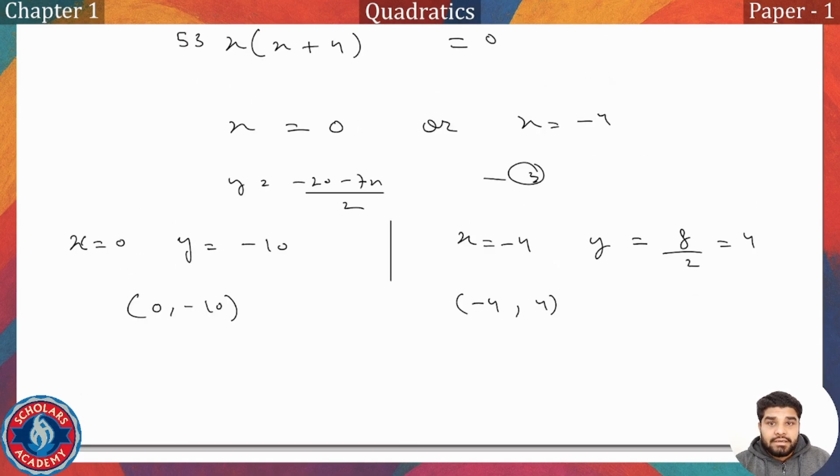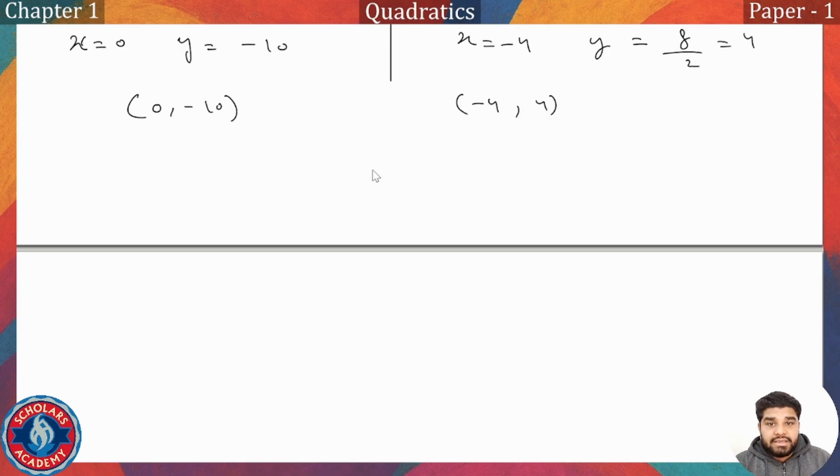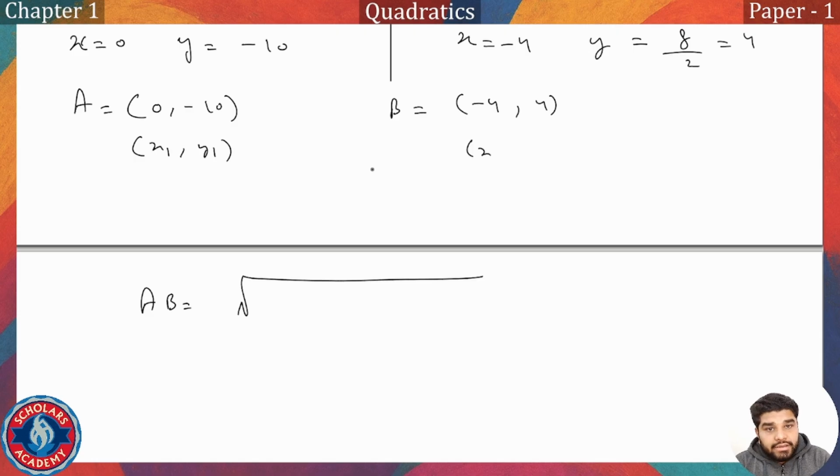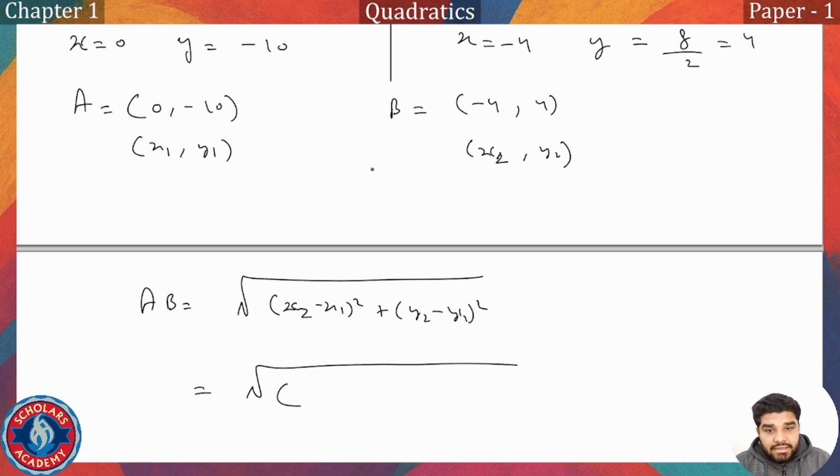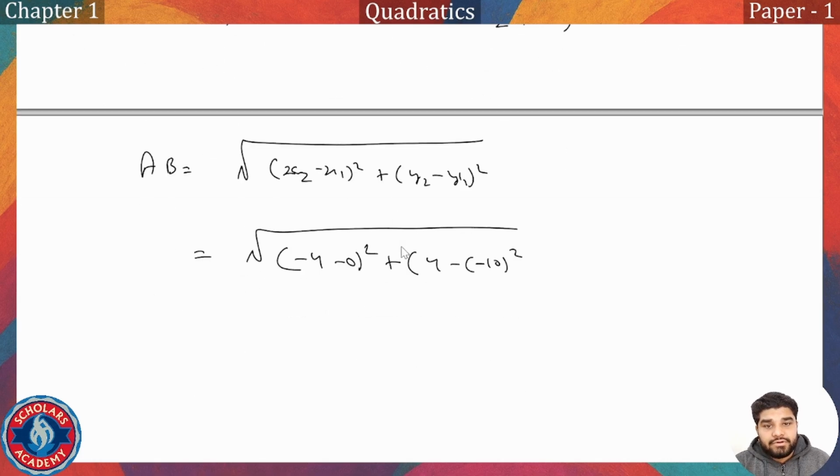I hope it is clear. Now find the distance between A and B. So let's mark it as A and B. AB is equal to root of, you can mark it as x1, y1, x2, y2: x2 minus x1 whole square plus y2 minus y1 whole square. So that gives us root of x2 is -4 minus 0 whole square plus y2 is 4 minus of -10 whole square.